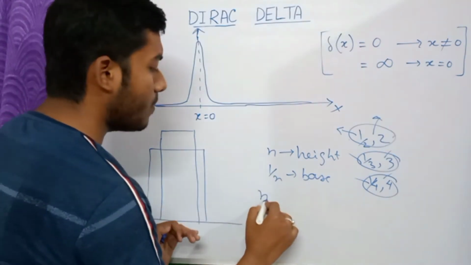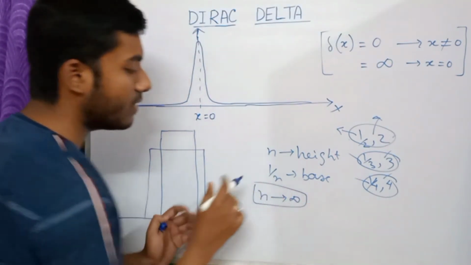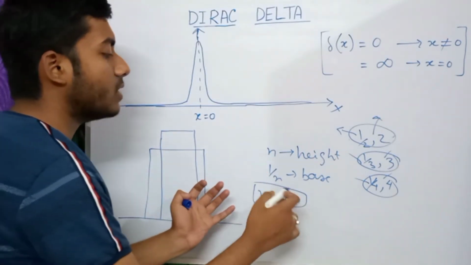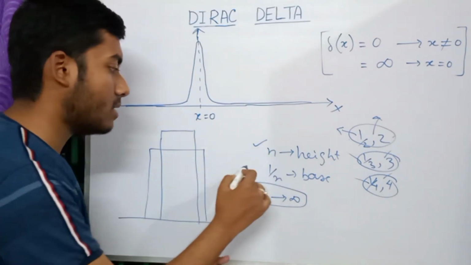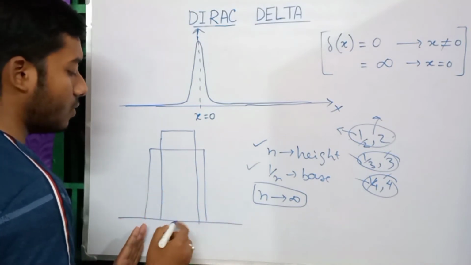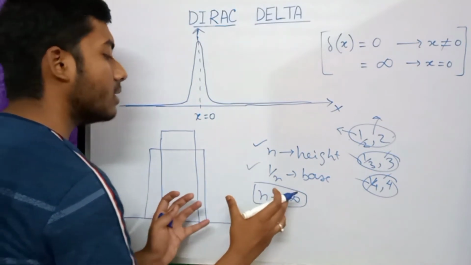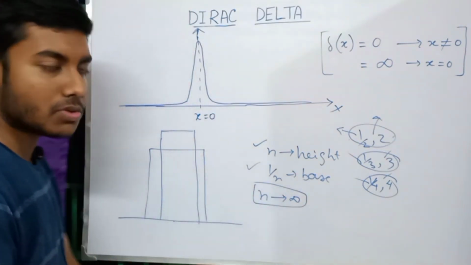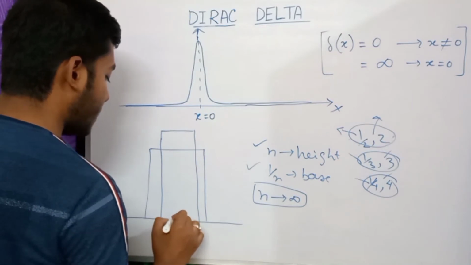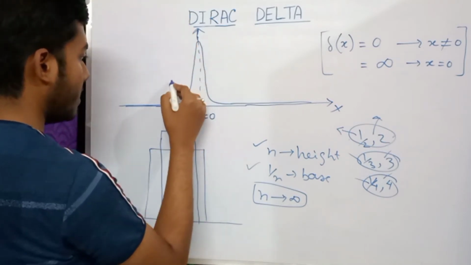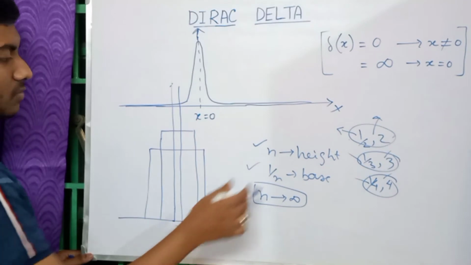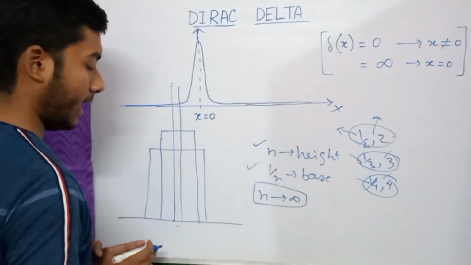As n tends to infinity, think about what the situation will be. The height tends to infinity and the base tends to 0. So when n is nearly infinity, this will be purely an infinite spike, whose base is 1 by n and height is n.